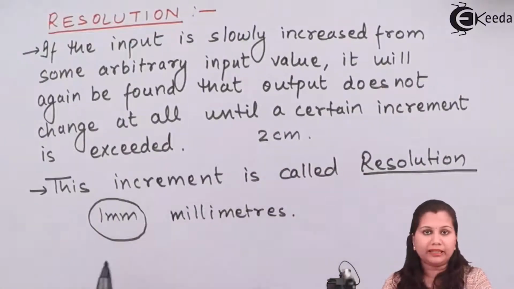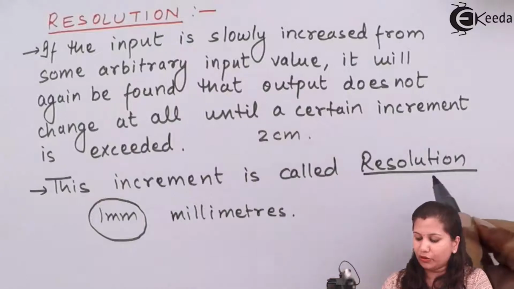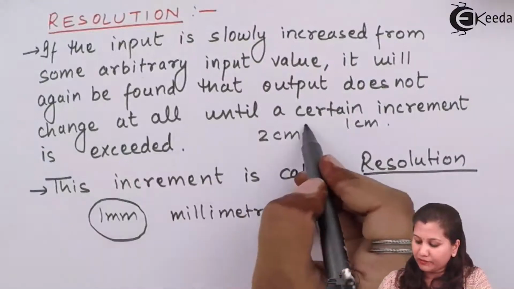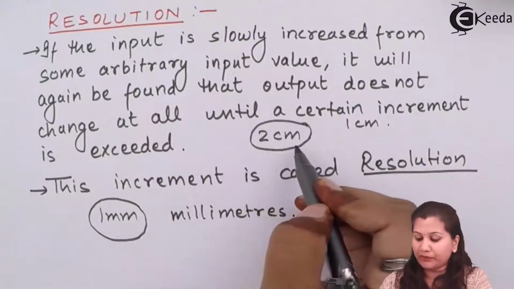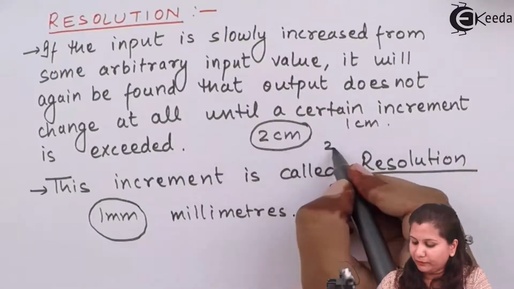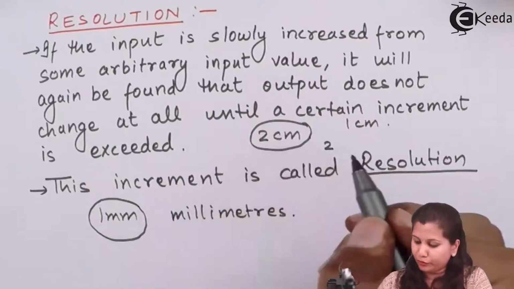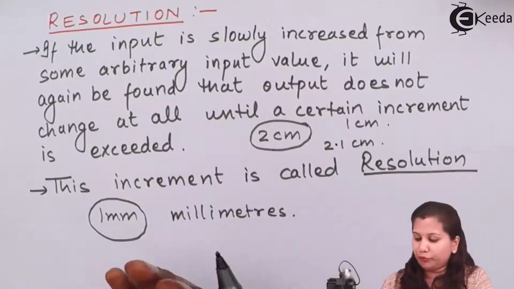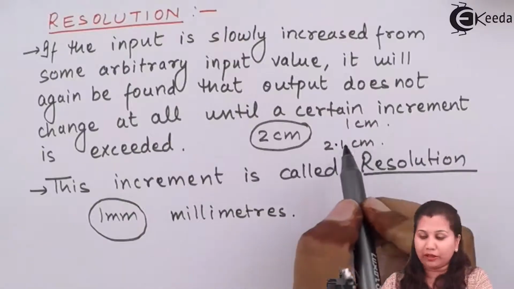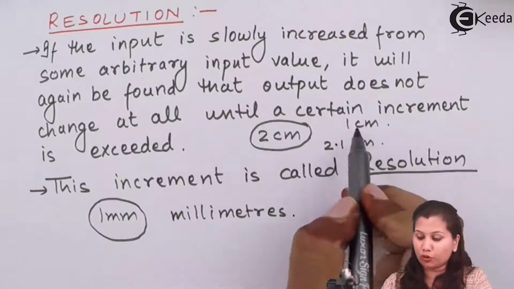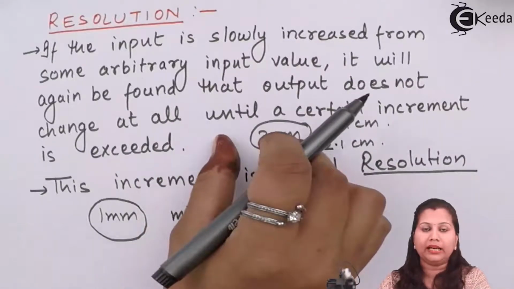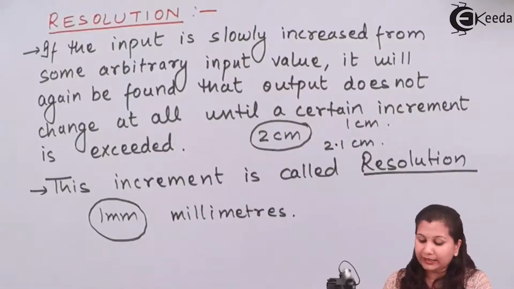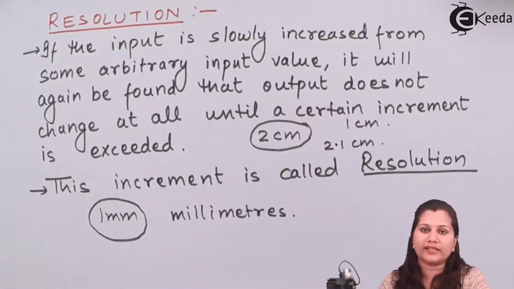Suppose the resolution of the instrument is 1 cm, and we are giving the input as 2 cm. Now if we make a 1 mm change in the input, so it would be 2.1 cm, there will be no change in the output because the resolution is 1 cm. So 1 cm of change has to be made in the input, then only there will be a change in the output. That increment is called the resolution.